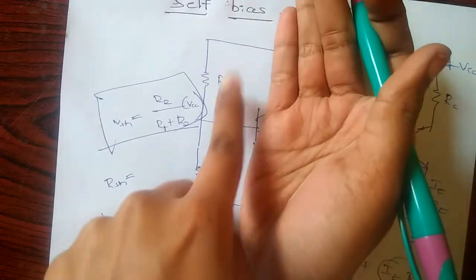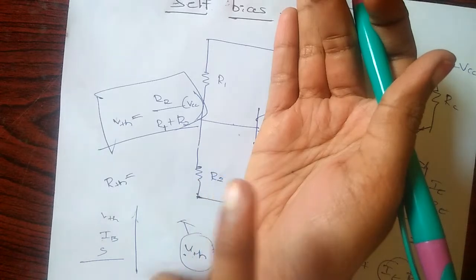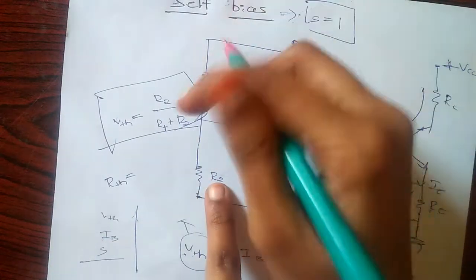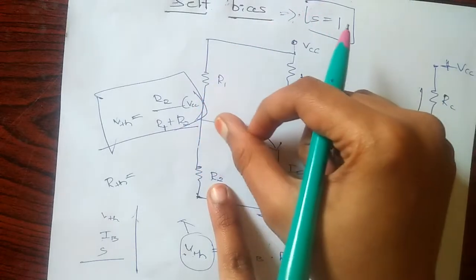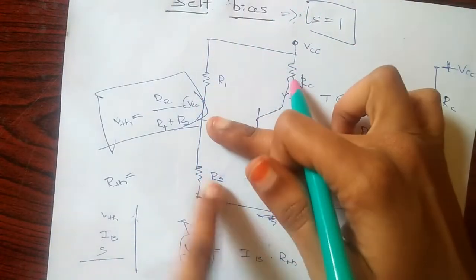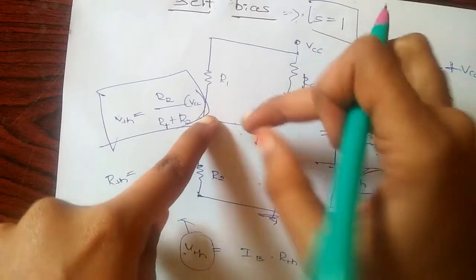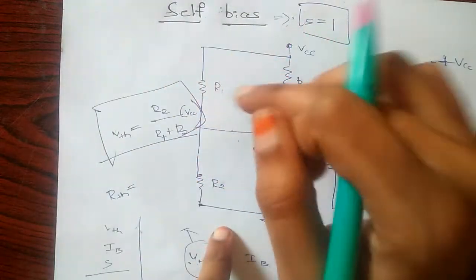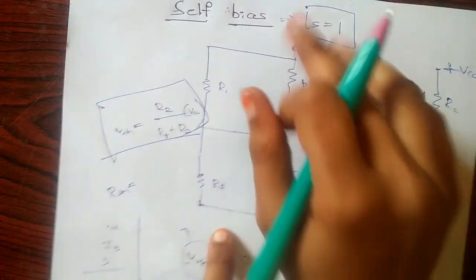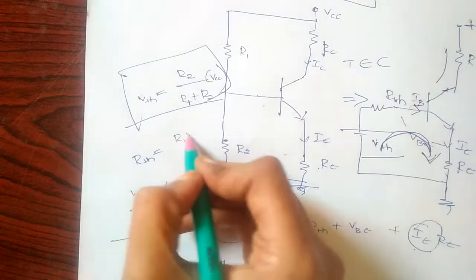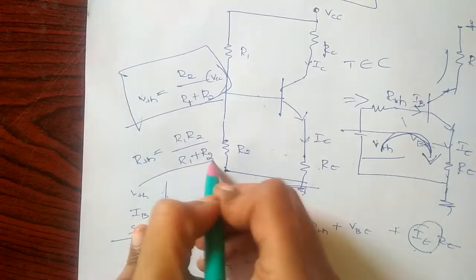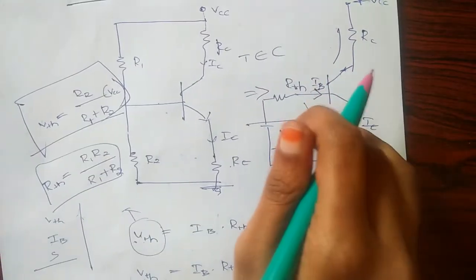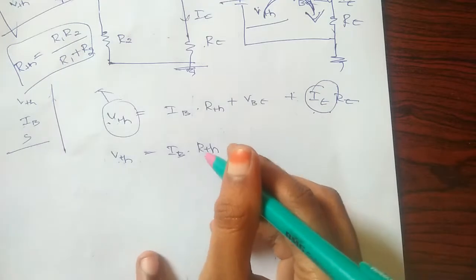So here R1 and R2 are not in series, they are in parallel, as the base terminal is connected between them. If the base terminal is not connected between them, they are in series. But as it is connected, these two are in parallel. So the parallel equivalent resistance here is R1 R2 by R1 plus R2. Okay. So this is the input equation of the Thevenin circuit.